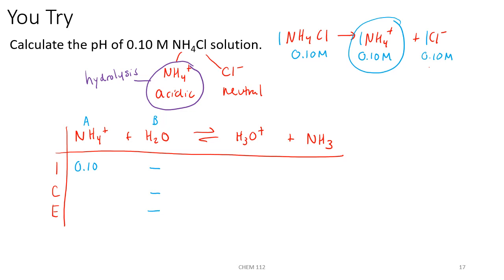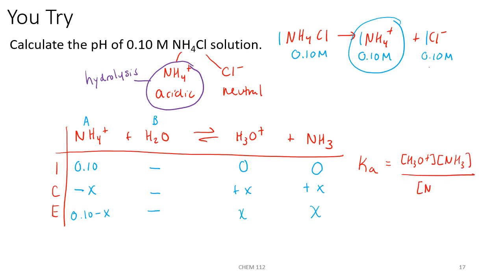We're just going to cross off our pure liquid water and ignore that for now. Initially, there's no hydronium formed and no ammonia formed. The ammonium will go down by X, hydronium will form by X, and ammonia will form by X. At equilibrium, we're going to have 0.1 minus X, and then X for hydronium and X for ammonia. Our equilibrium expression we're going to write next, and that's going to be Ka is equal to the concentration of H3O+ times NH3 all over the concentration of ammonium ions, NH4+.